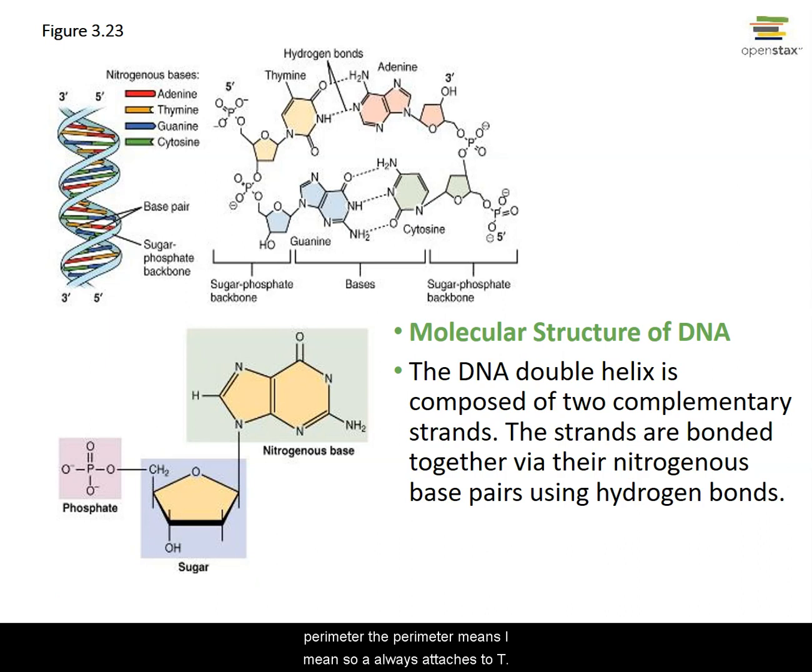So A always attaches to T, and the guanine, the purine, always matches up with cytosine, the pyrimidine. Okay, so G always bonds with C. Guanine to cytosine, adenine to thymine. A single organic ring structure, so only A and T match up together and C and G match up together.